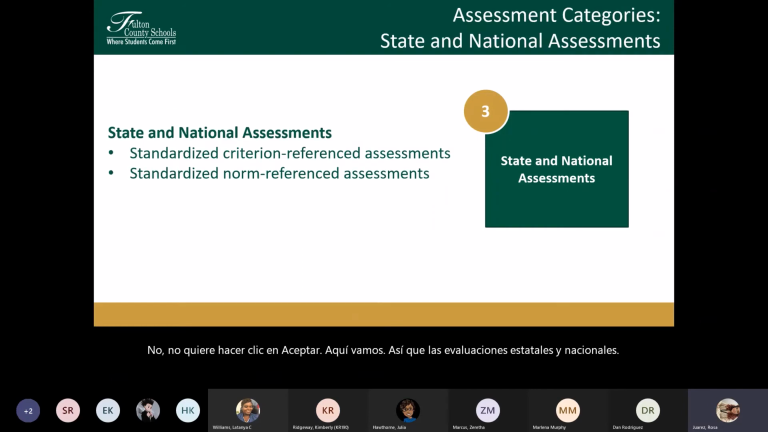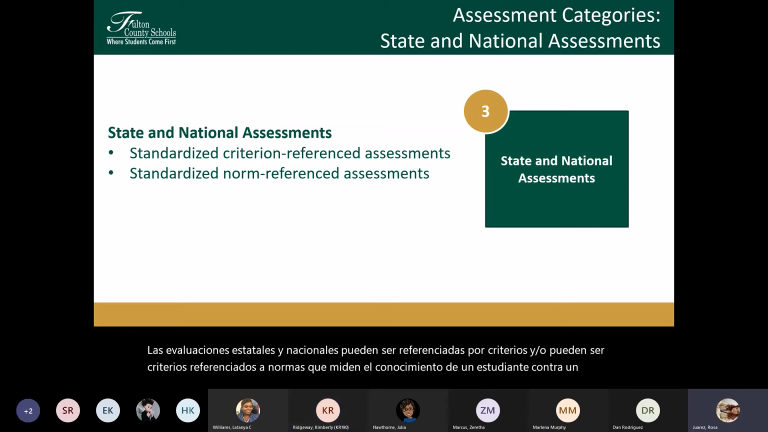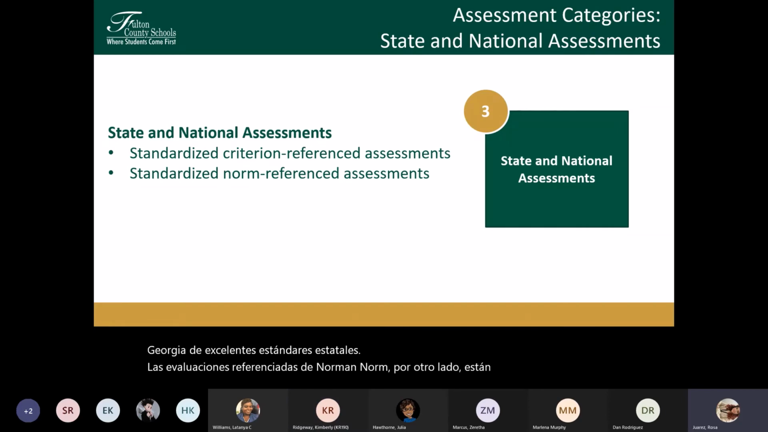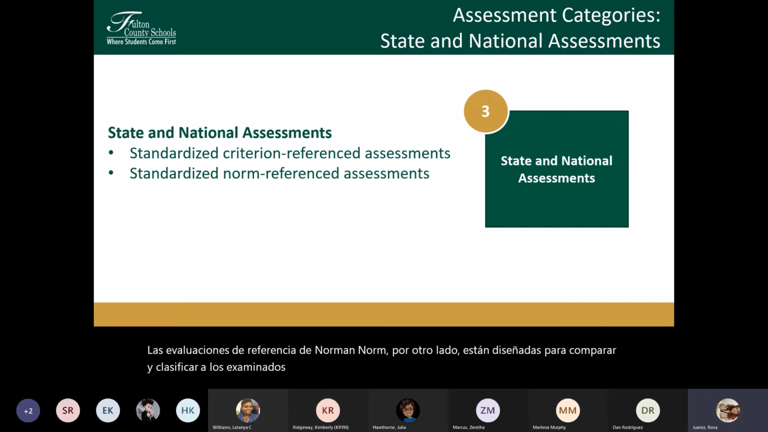State and national assessments can be criterion referenced and/or they can be norm referenced. Criterion referenced assessment measures a student's knowledge against a set of criteria that has been predetermined, for example, the Georgia Standards of Excellence state standards. Norm referenced assessments, on the other hand, are designed to compare and rank test takers in relation to one another. They are comparing the students' results. Now let's take a look at some of the state and national assessments.